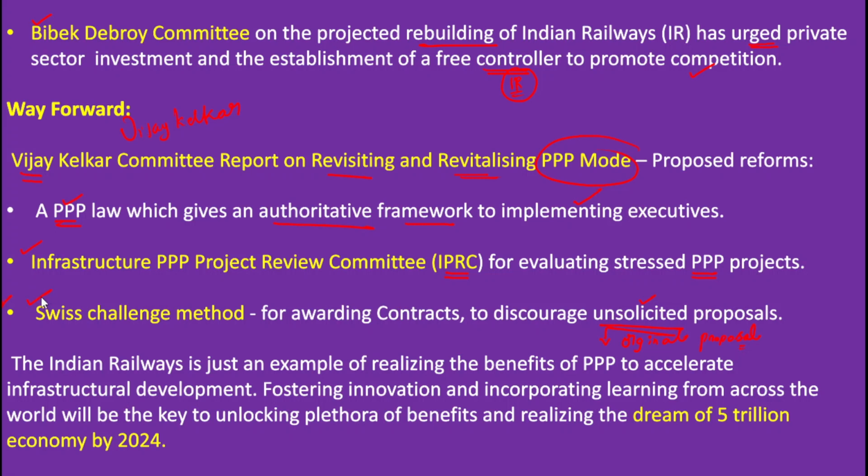Now you have written a way forward, and in the conclusion you just have to emphasize the development of railway infrastructure, railway stations through the PPP model. Indian Railways is just an example of realizing the benefits of PPP in order to accelerate infrastructure development. In this respect, fostering innovation and incorporating learning from across the world will be the key in unlocking a plethora of benefits. So it will help in achieving the $5 trillion economy goal by 2024. So in conclusion, you have seen how we have linked the development of railway infrastructure with the dream of a $5 trillion economy.